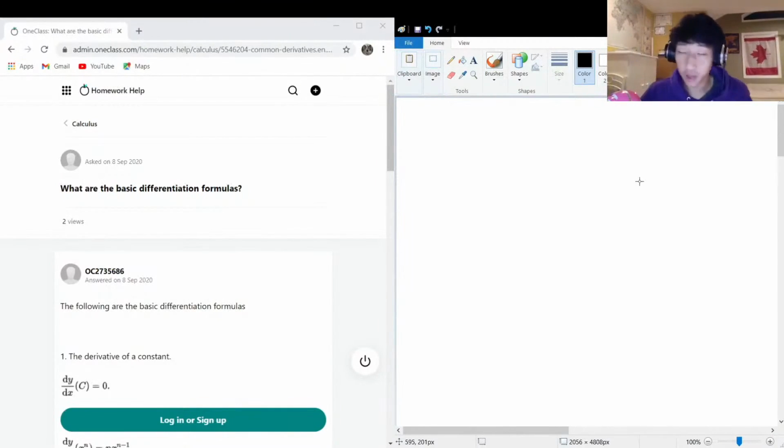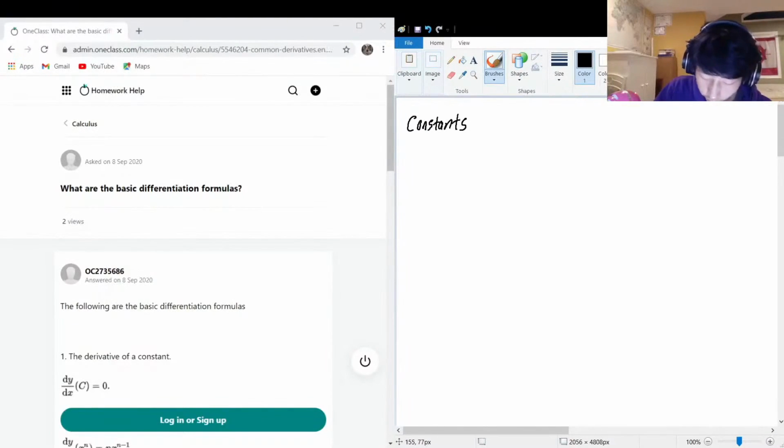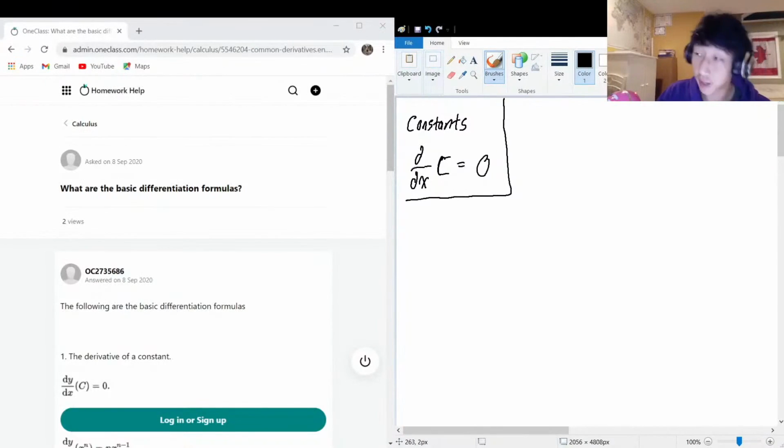So the next question that we got on the menu today is what are the basic differentiation formulas? Now it's kind of a vague question, but here are the main derivatives that you kind of need to know. The derivative of a constant: d over dx of a constant, let's call it c, is going to be 0. And that's always true.